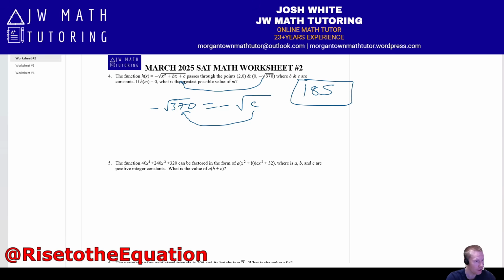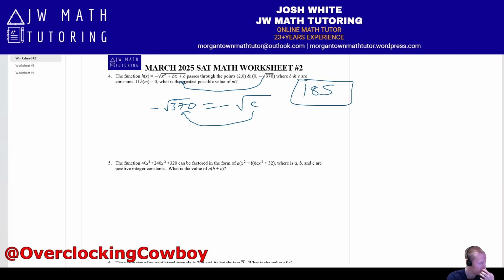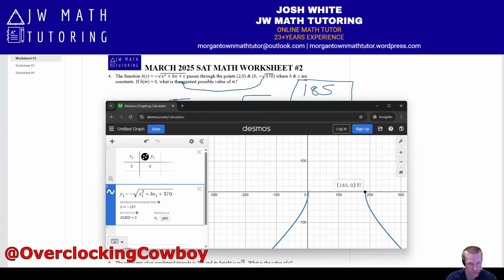But here is another alternate way you could do this problem, where you could type it in and use regression and get the answer as well. What we can also do is type in both points to the table.